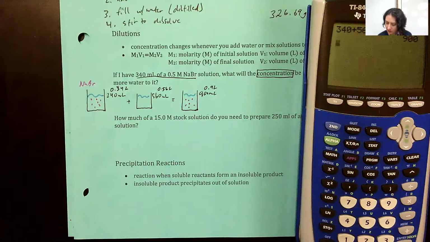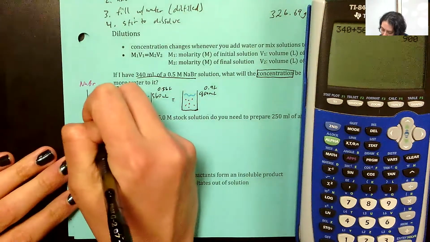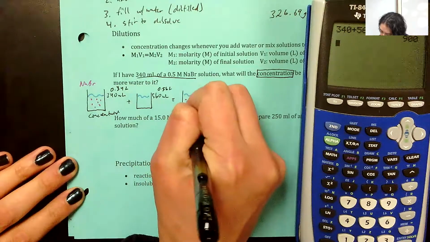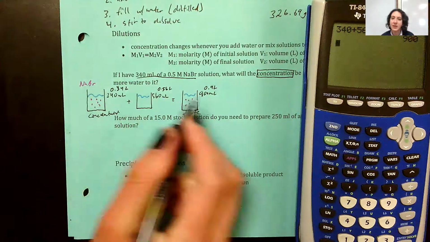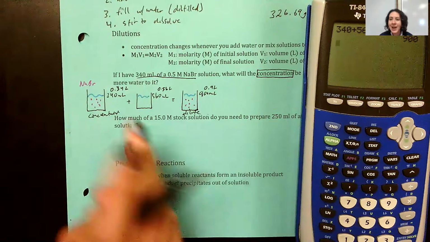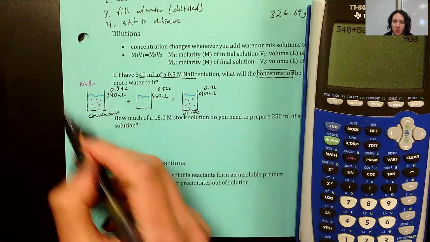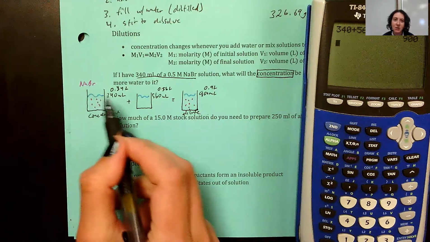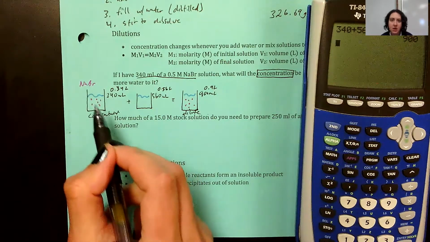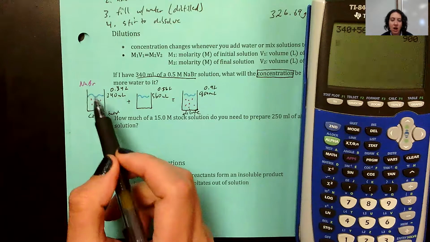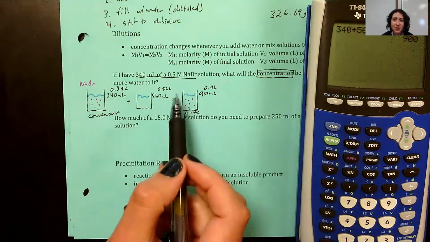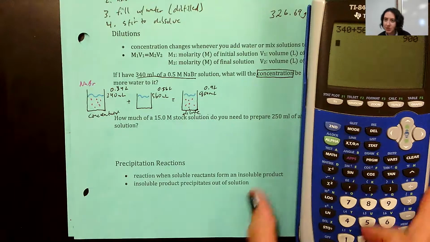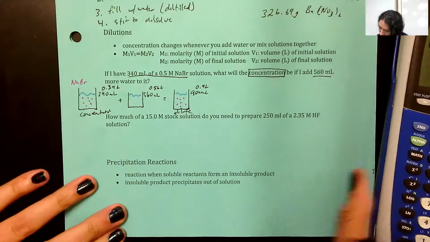So this solution is more concentrated, and this one is more dilute. Same amount of moles, but in different volumes. So the way I like to think about this is the first question is how many moles of sodium bromide are in this solution? And then I'll know that that's how many moles are in the final solution, but the volume will have changed and that will affect the concentration. So let's do this first.